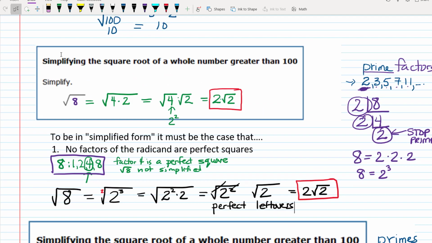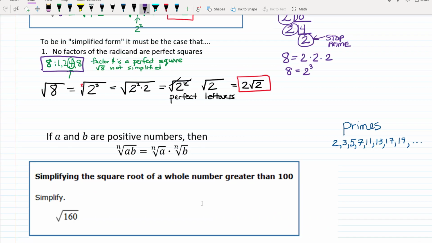Okay, so the next square root that we're going to simplify is the square root of 160, but we're going to use the prime factorization approach to do it. And then we're going to break it apart into our perfect squares square root and our leftovers square root. But before we can do that, we need to take the number under the radical, the radicand, which is 160, and we're going to break it apart into primes.